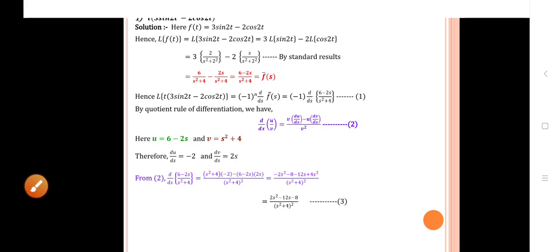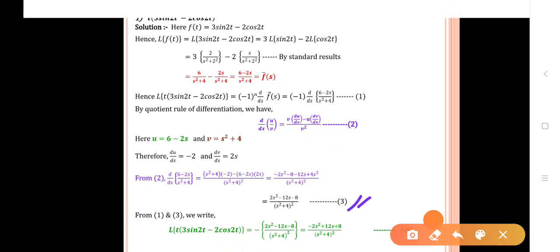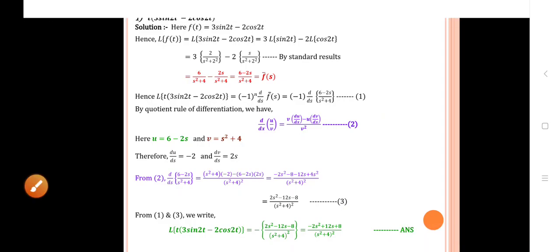But this is not the final answer. You have to use this result 3 in result 1 to get the final answer. So just multiply this result 3 by minus 1 and change the signs accordingly. You will get the final answer. In the same way, we will solve one more example.